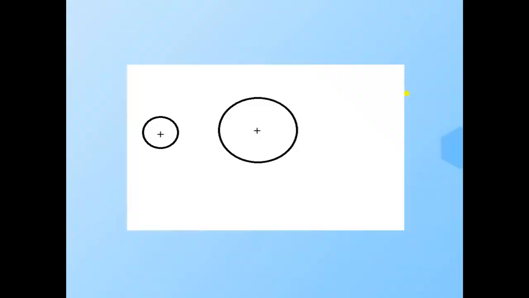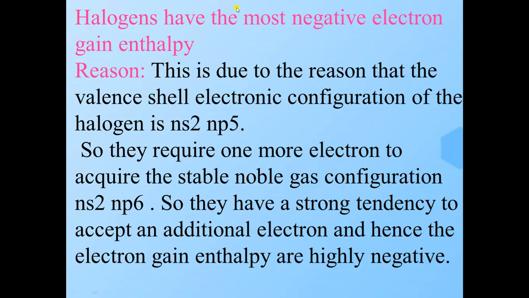So here the reason is that the valence shell electronic configuration of the halogens is ns2np5. They require one more electron to acquire the stable noble gas configuration. Noble gas configuration means group 18 configuration, ns2np6. So they have a strong tendency to accept an additional electron, and hence electron gain enthalpies are highly negative.